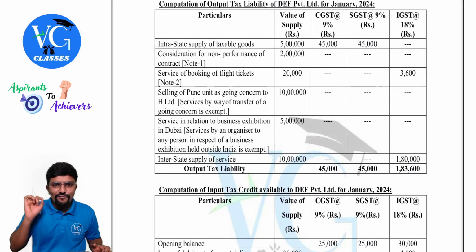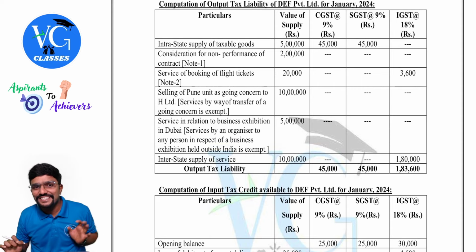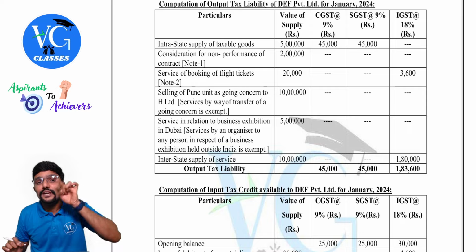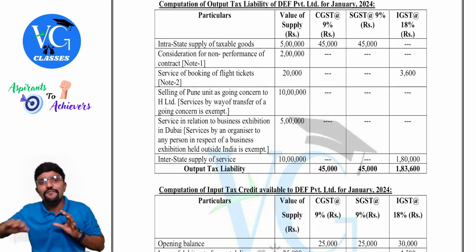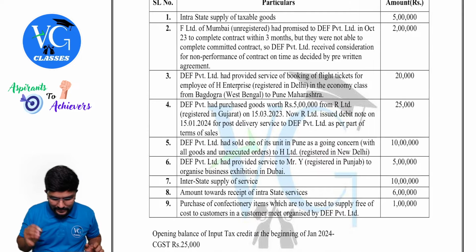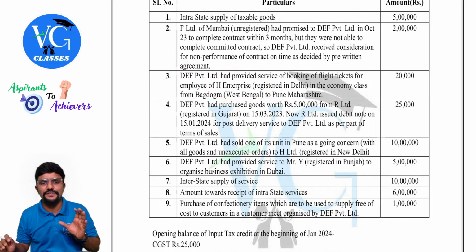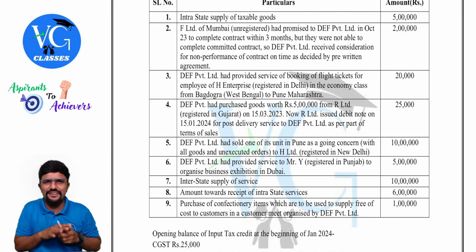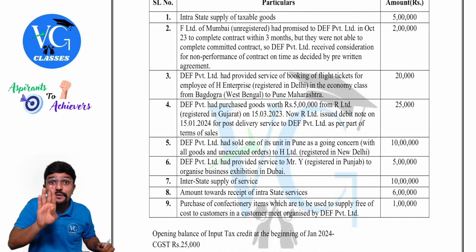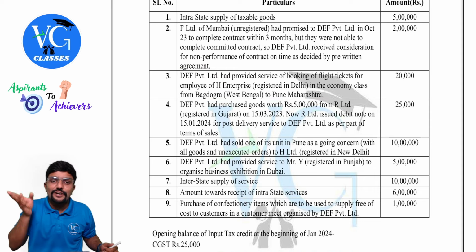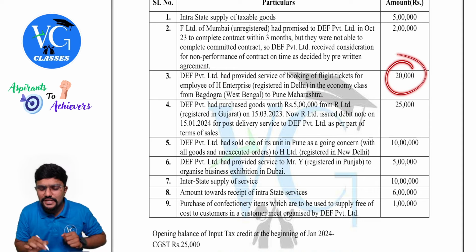Next, service of booking of flight tickets. One of the interesting things, guys, they have also mentioned Bagdogra. But are they booking for themselves? No, they are booking for someone else. Listen, this is interesting. They are booking it for H Enterprise. So here, DEF Private Limited is acting as a middleman, like an agent. They are providing booking services to H Enterprise. So for that booking services, they are charging 20,000.